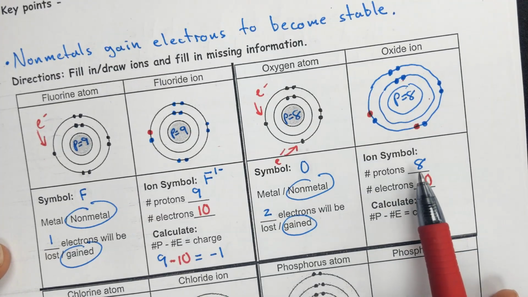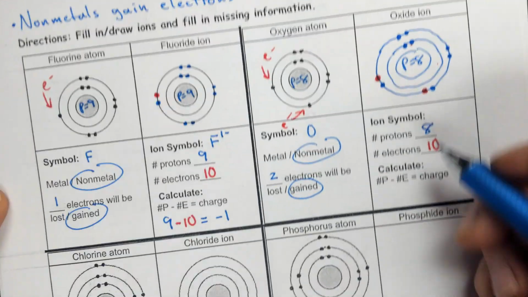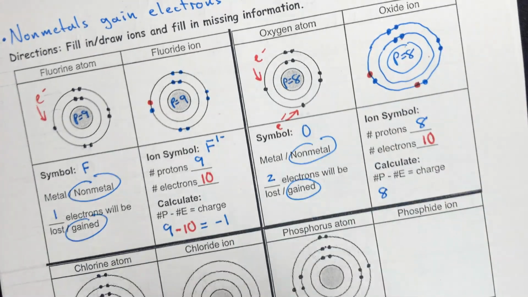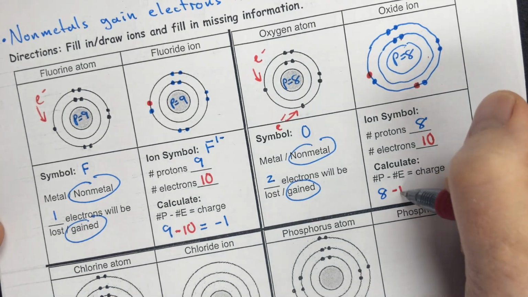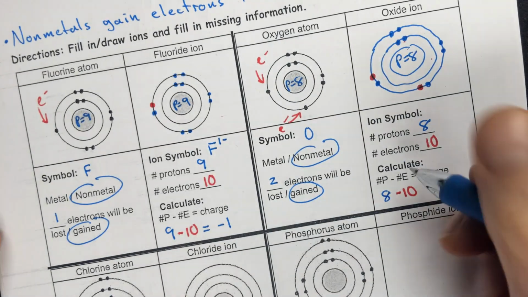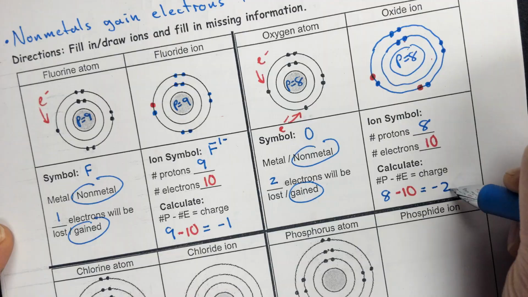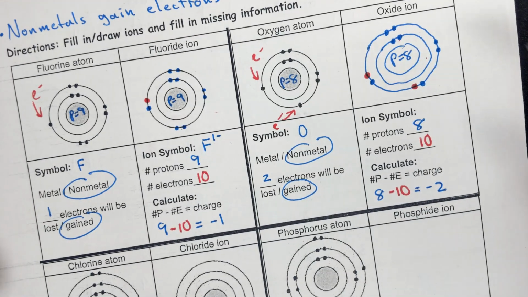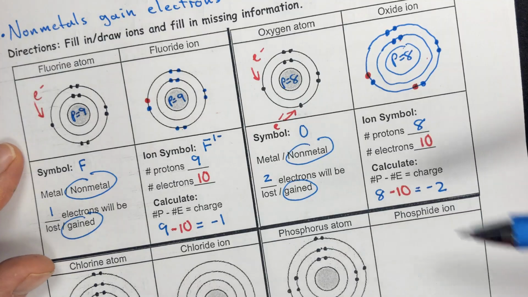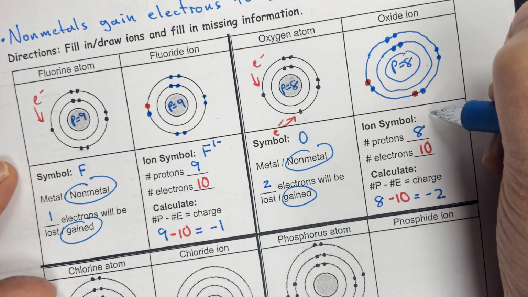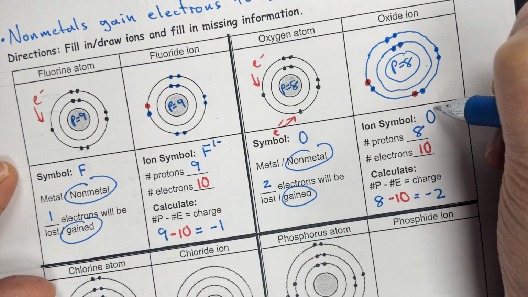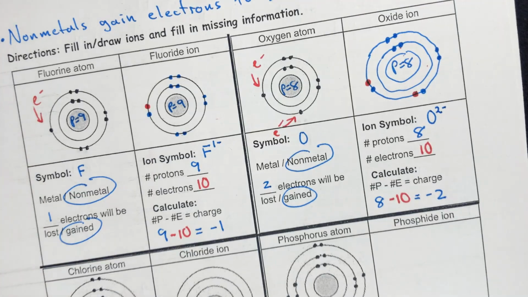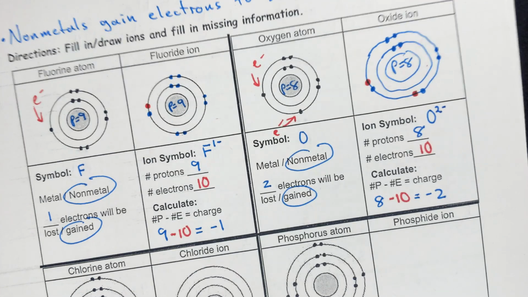Only now I have 8 protons. So my calculation is going to be 8 minus 10, and our charge will be -2. So charge is determined by the balance between the protons and electrons, but the protons can never change, only the electrons. And we would write this as the symbol O with a superscript 2- to show that it is an ion. In this case, we call that an oxide ion.